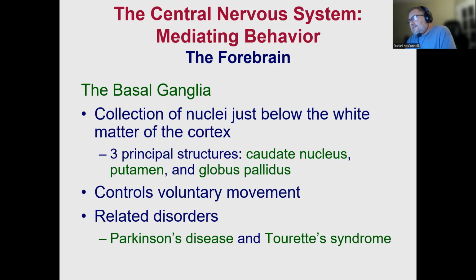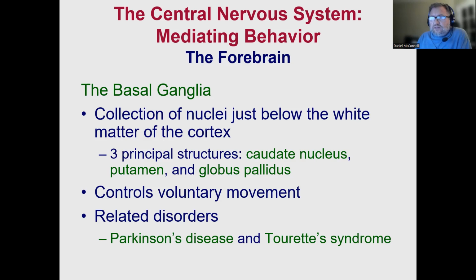Here is a list of the structures of the basal ganglia. It includes what's called the caudate nucleus, putamen, and globus pallidus. When we cover the chapter on movement, we're going to get into a little more detail about what these things are doing, but as noted here, it helps to control voluntary movement. Worth noting also that damage to the basal ganglia is, at least in part, something that we see in Parkinson's disease.